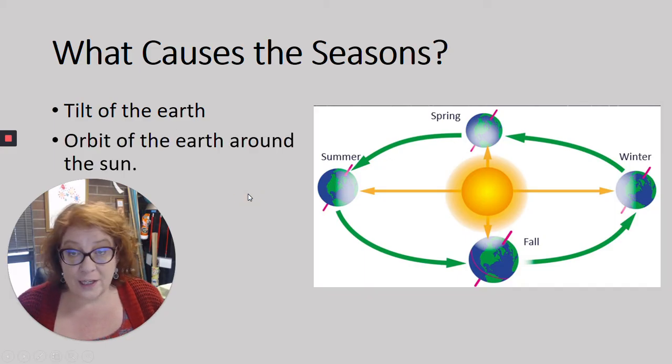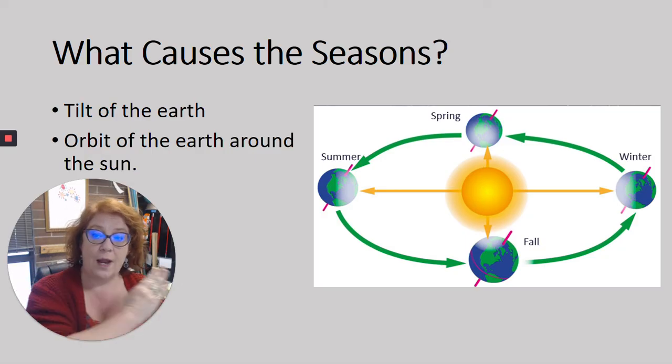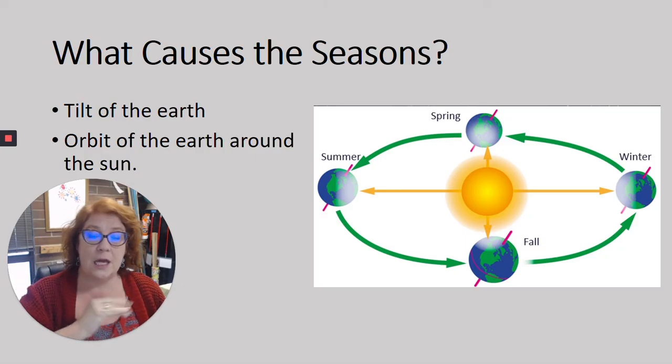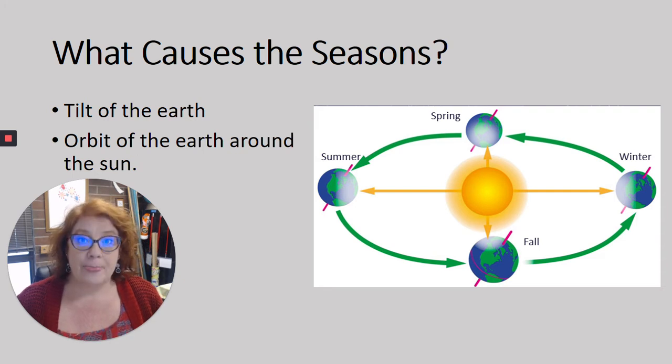The other thing that causes the seasons is the way that the Earth goes round and round the sun, just like in this picture right here. See how it goes round and round like this? That way, at different times of the year, different parts of the Earth are closer to the direct sunlight. That causes the seasons.